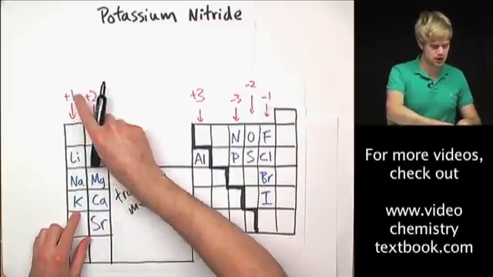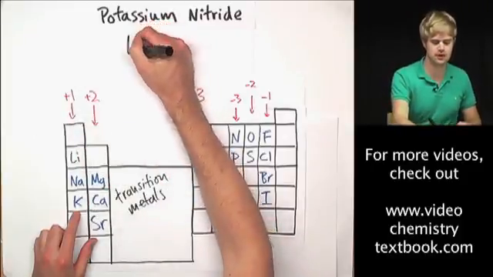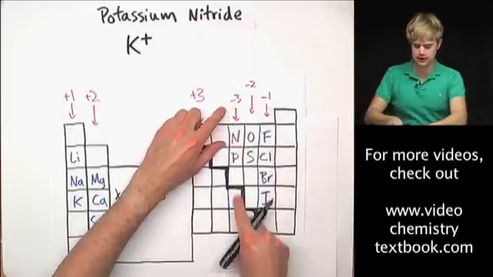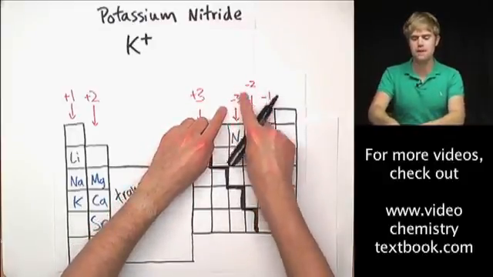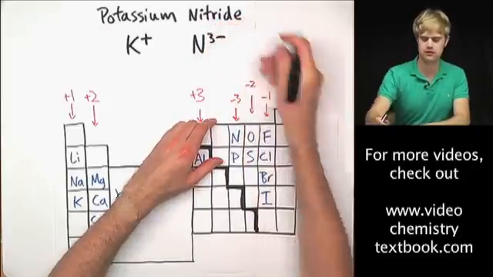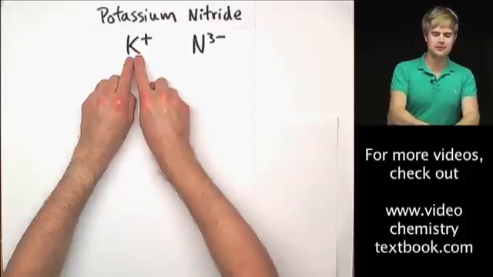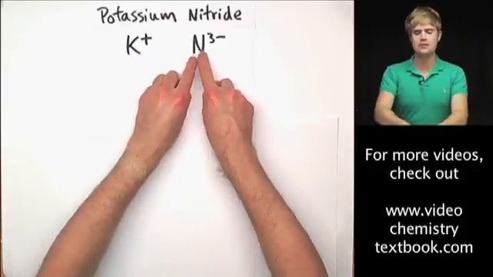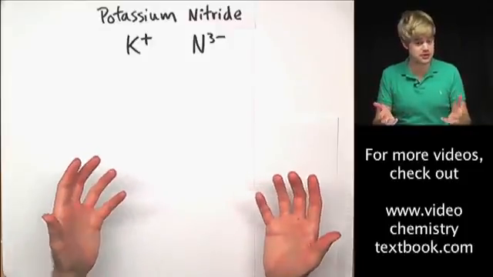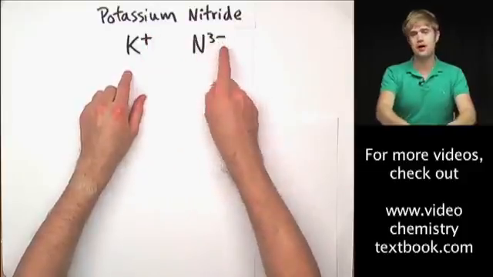Potassium lives in this column here, the same column as lithium, and so it has a 1+ charge. So I'm going to write that up here, K+. And nitrogen lives in this column where everything has a 3- charge. So here we have N3-. When I have one atom of K+ and one atom of N3-, do the charges balance out here? The plus and minus, does it balance out? It doesn't. I've got 1 plus and I've got 3 minus.